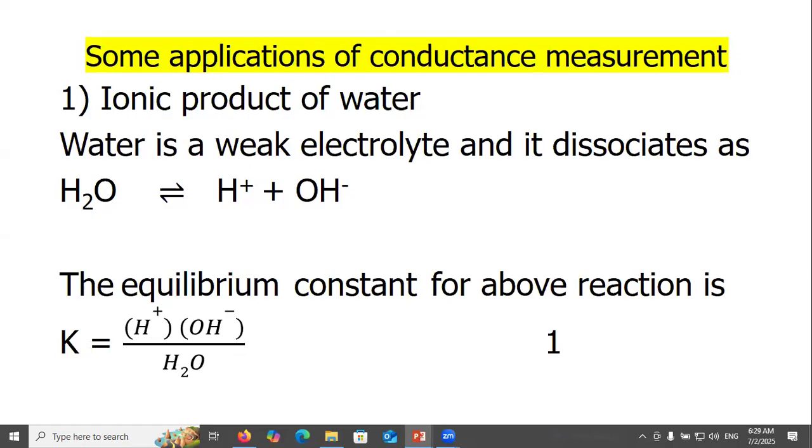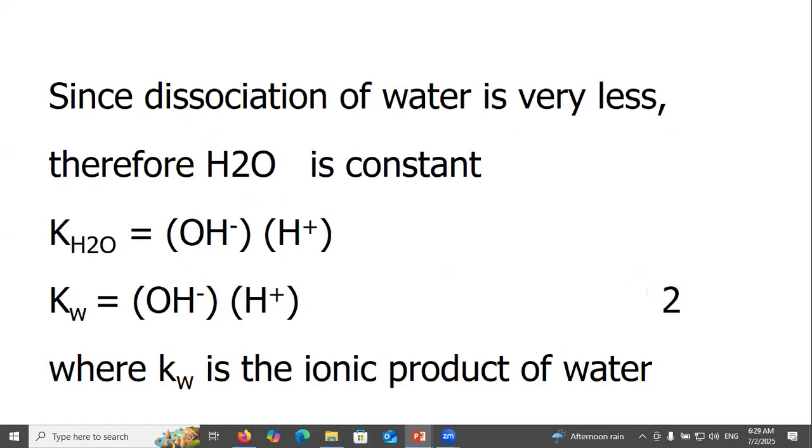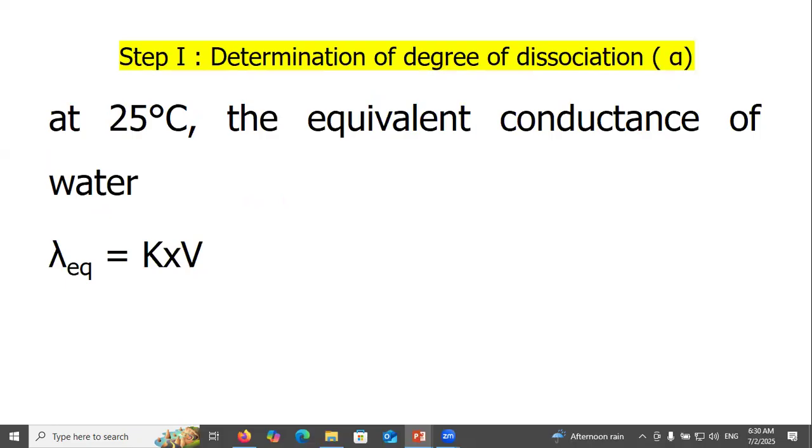Water is a weak electrolyte and it dissociates. The equilibrium constant for the above reaction is K equal to [H+][OH-] over [H2O]. Since the dissociation of water is very small, the concentration of water is constant. So K[H2O] equals [OH-][H+]. So Kw equals [OH-][H+], where Kw is the ionic product of water.